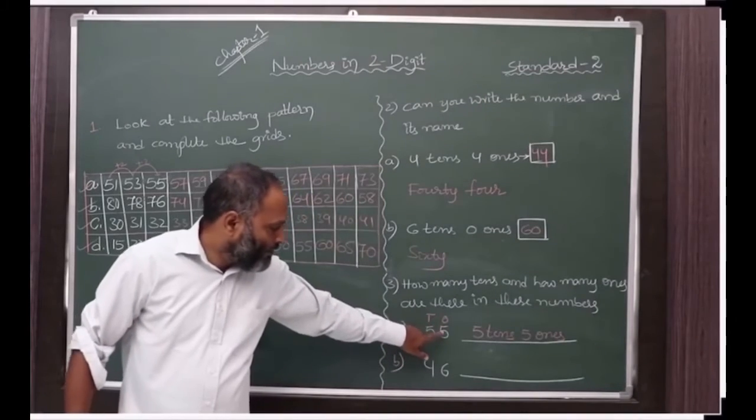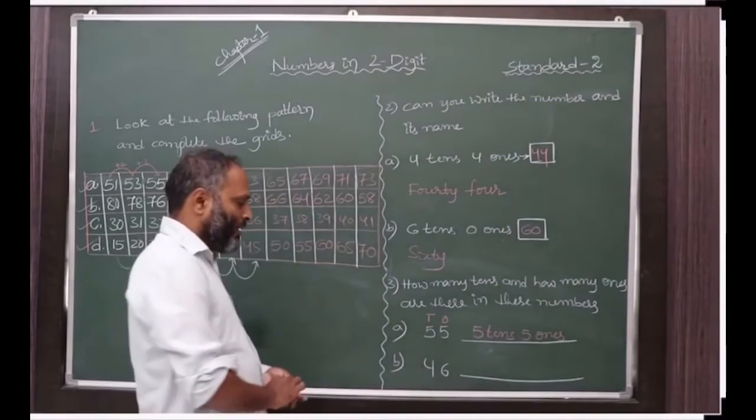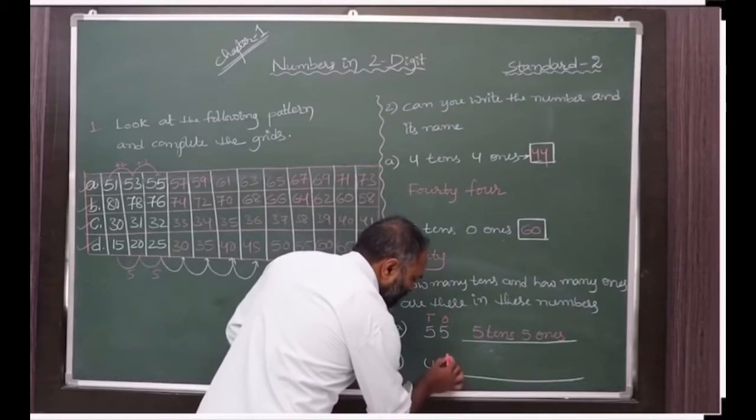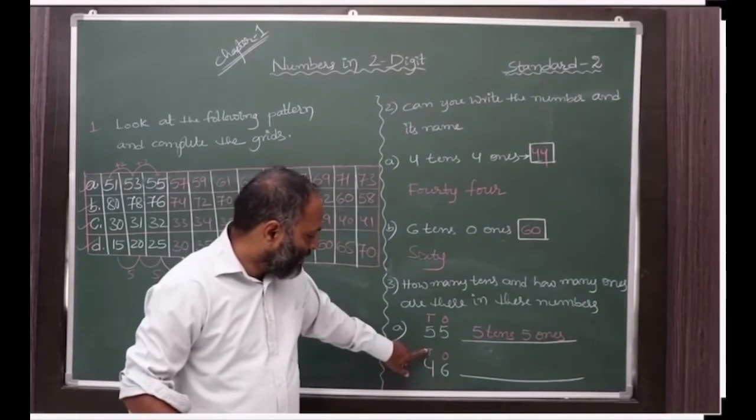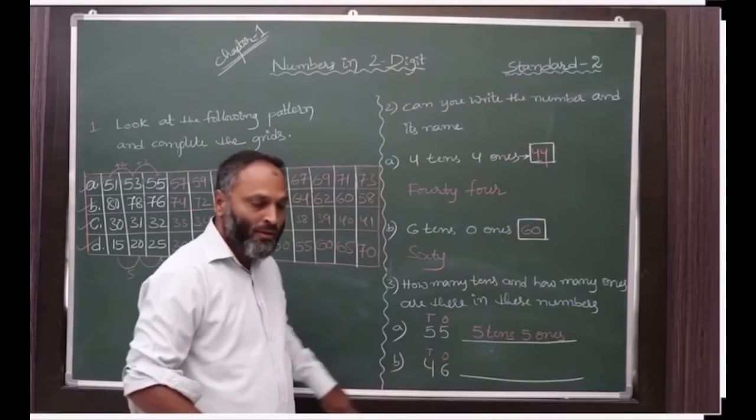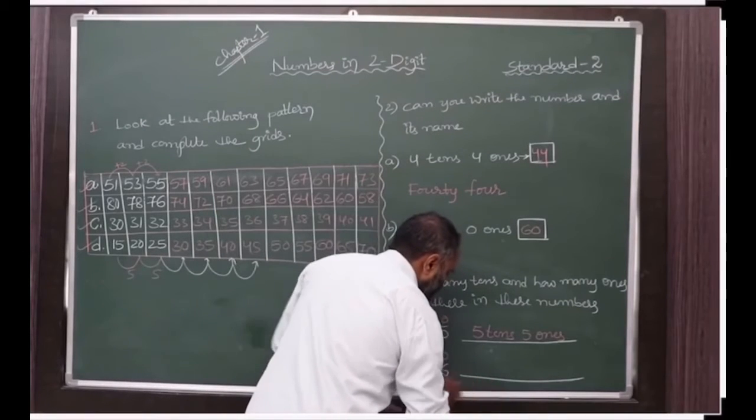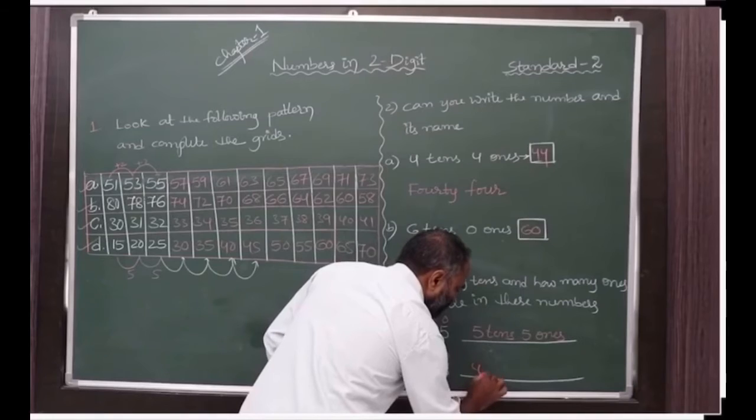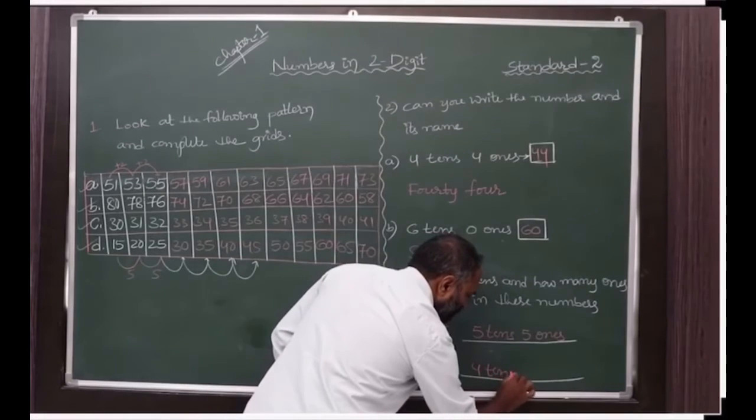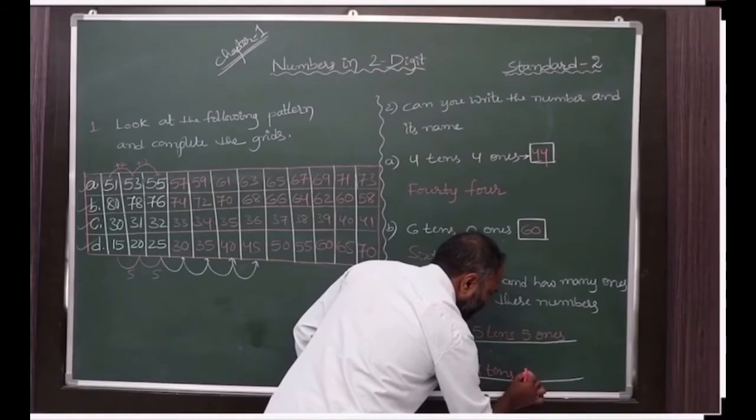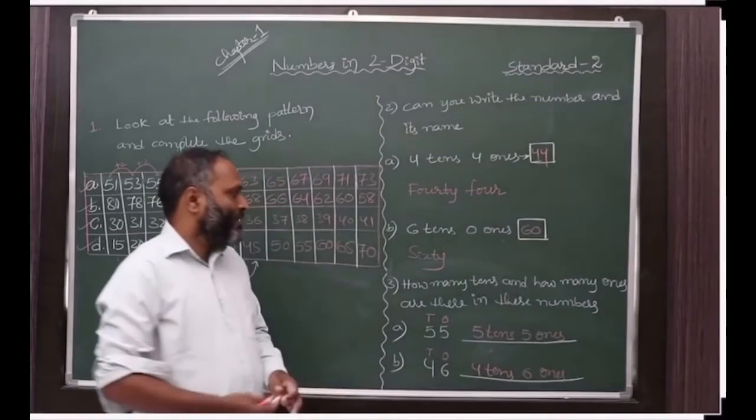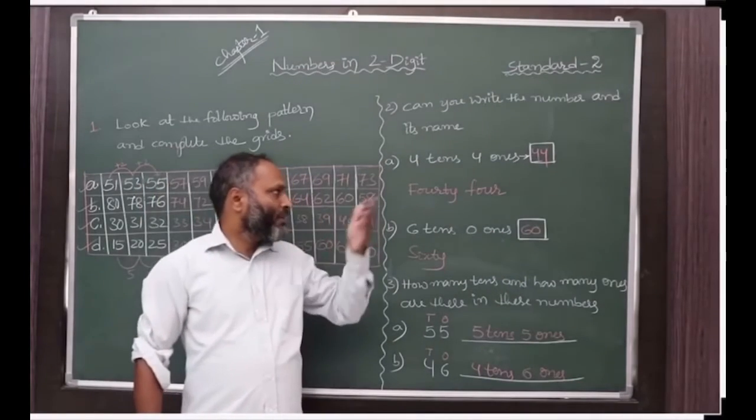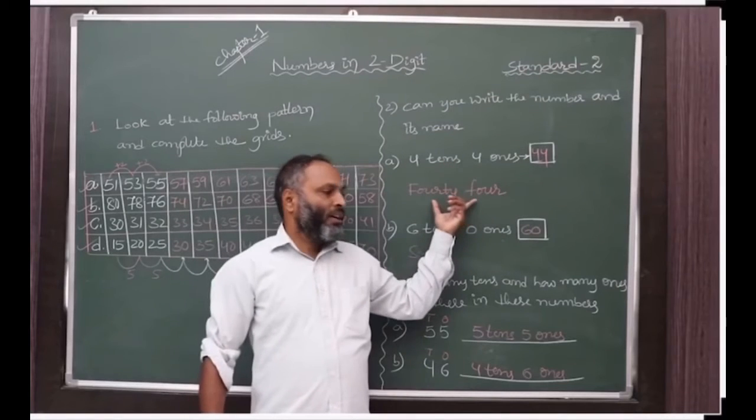5 tens, 5 ones. So here also it is the same. This is ones, this is tens. 4 tens, 6 ones. That is 46. 4 tens and 6 ones. So in this way we have to write the number and the number name.